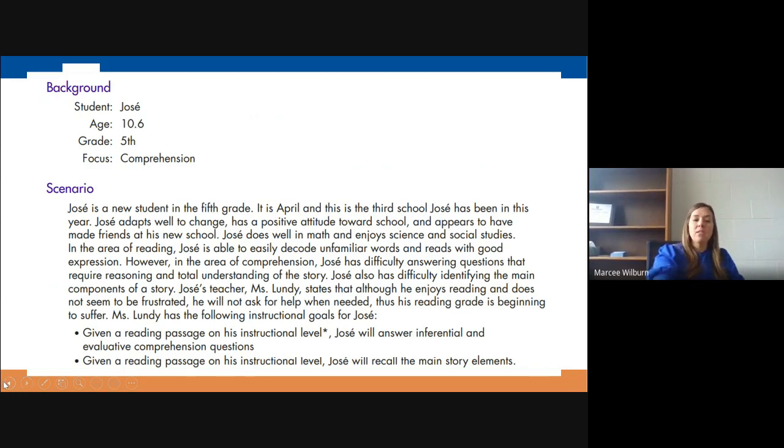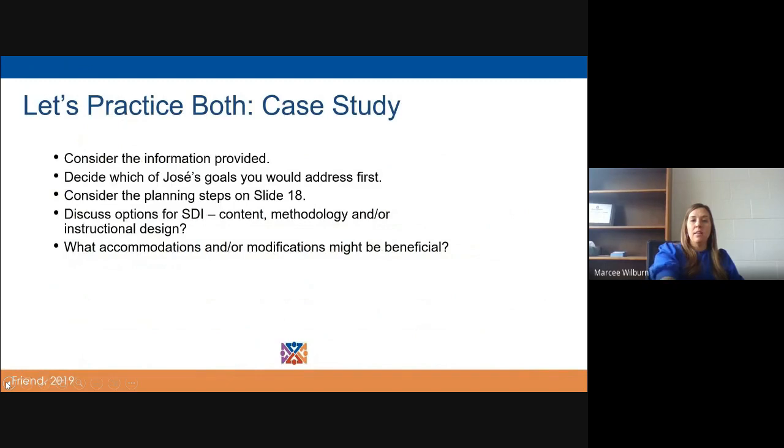So then let's go back to our questions now and think about when you're talking about specially designed instruction, what would you do in order to help a student like Jose master the goal? If we're just talking about the main story elements, how would you adapt the instruction? Think content, methodology, and or instructional design. Yes, Samantha, you could if you chose to write more of an overarching goal with benchmarks.